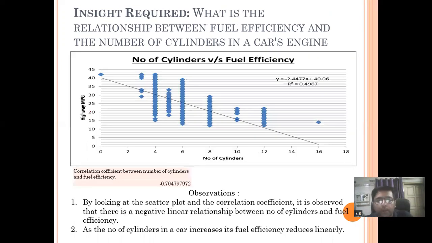Here is our plot. By looking at this scatter plot and the correlation coefficient, it is clearly seen that there is a negative correlation between number of cylinders and fuel efficiency. As the number of cylinders increases in a car, its fuel efficiency reduces linearly, which can also be confirmed with the help of this correlation coefficient.